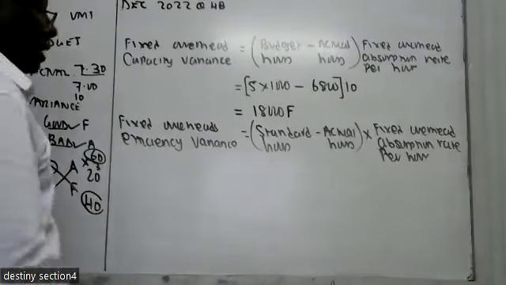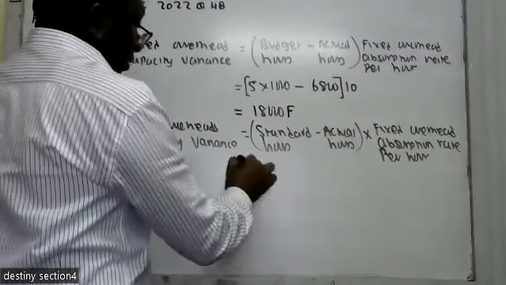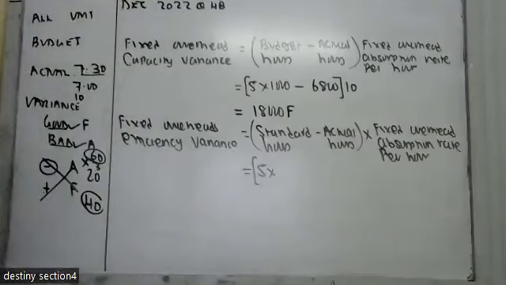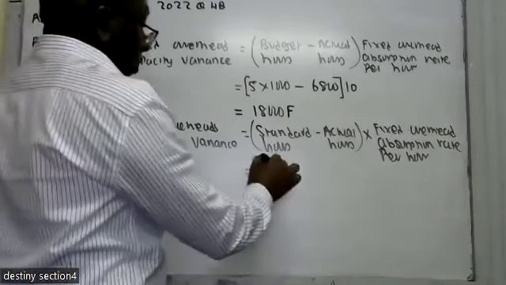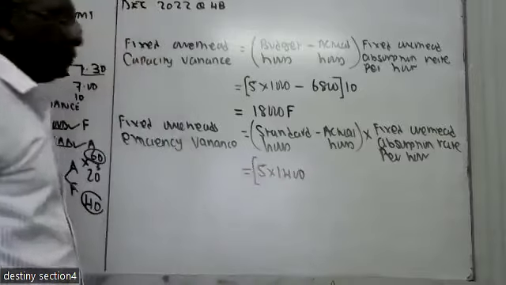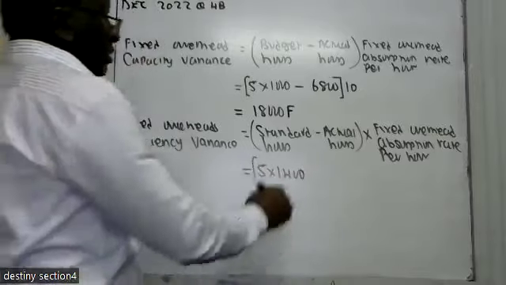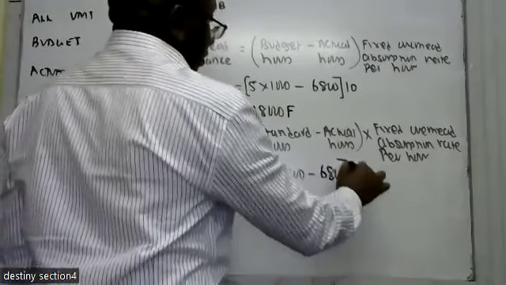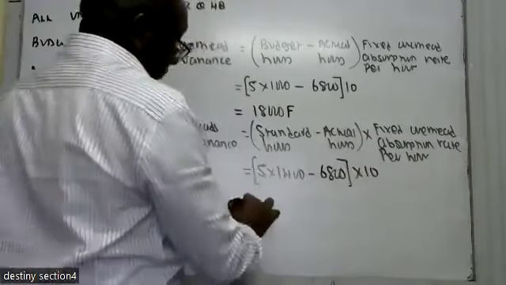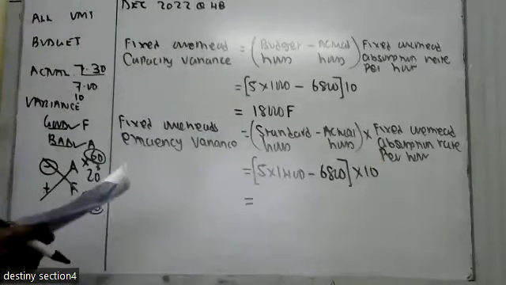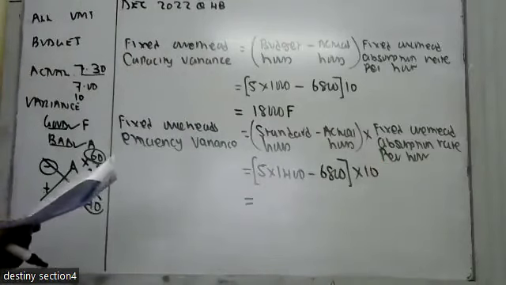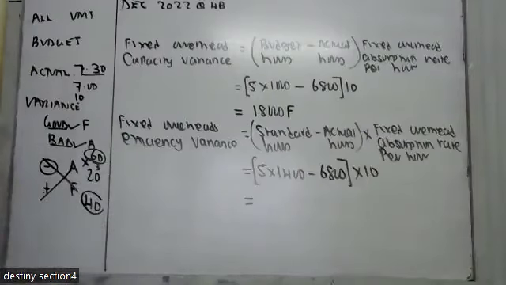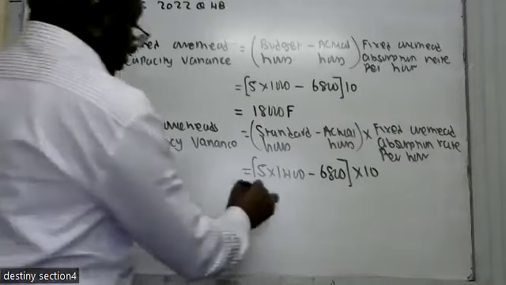So for the standard, you go there and find that one unit is taking us 5 hours, and you multiply by the actual units, which are 1,400. You minus the actual, which is 6,800. You multiply by the OAR of 10. That gives $2,000. Positive or negative?